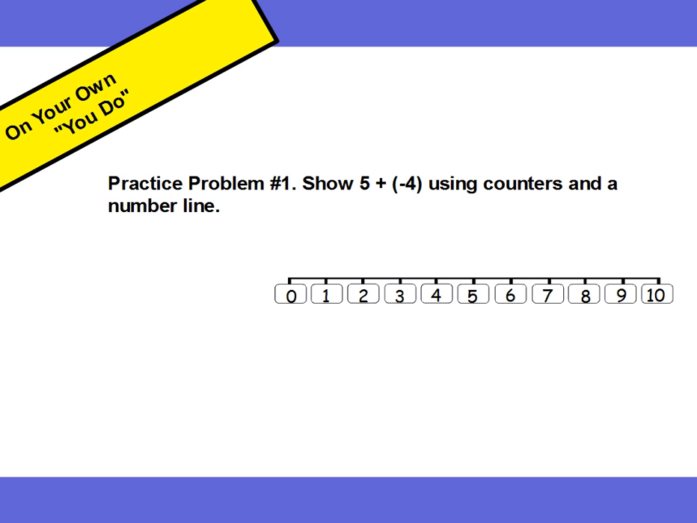All right, I want you to do this next one. Show positive 5 and -4 using counters and a number line. When you do your counters, you don't have to color them yellow and red. You can just use the plus and minuses. Pause the video and then come back to check your work.